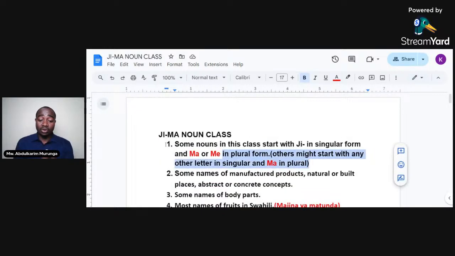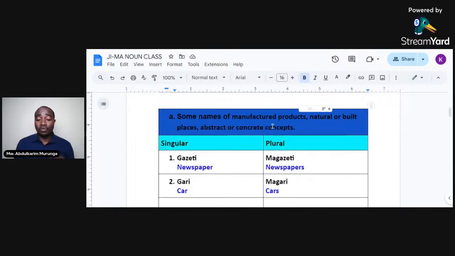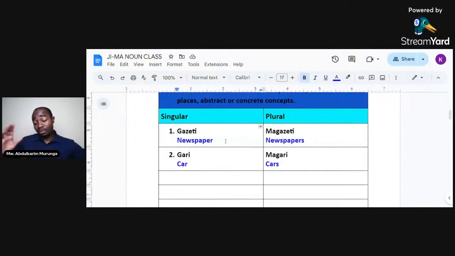Okay, general. Now we're starting with number 2: names of abstract or concrete concepts. Now we have these word examples, singular form and plural form. Gazeti, singular, is a newspaper. If there are many, we say magazeti, newspapers.